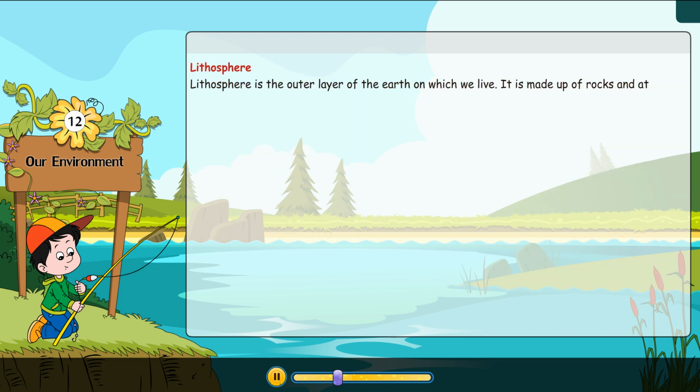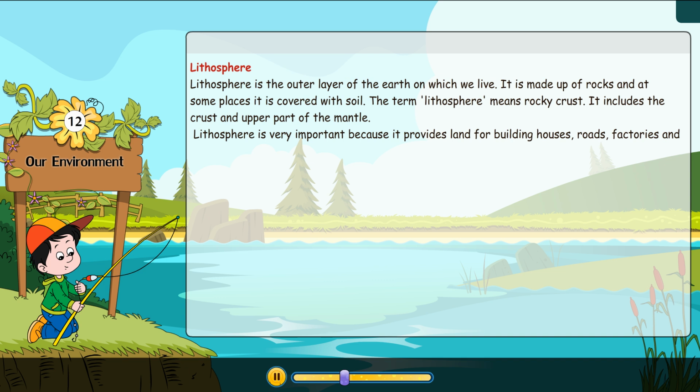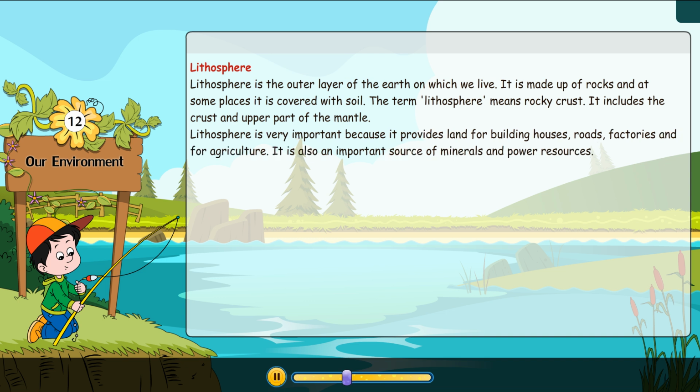Lithosphere is the outer layer of the earth on which we live. It is made up of rocks, and at some places it is covered with soil. The term lithosphere means rocky crust. It includes the crust and upper part of the mantle. Lithosphere is very important because it provides land for building houses, roads, factories, and for agriculture. It is also an important source of minerals and power resources.